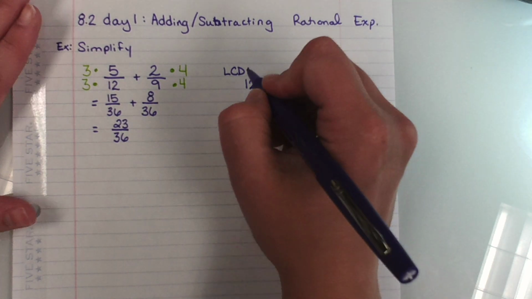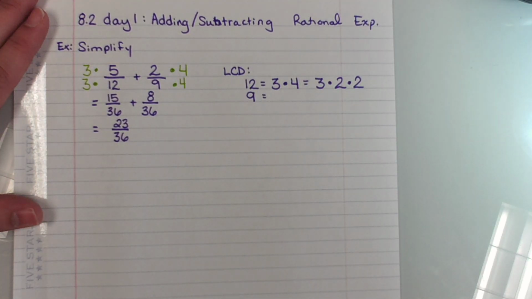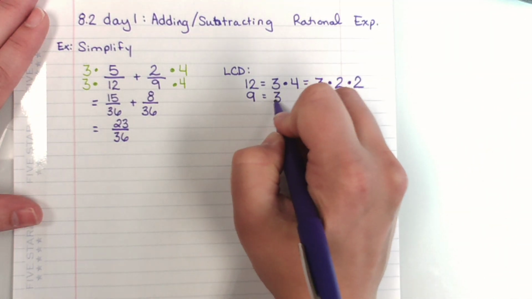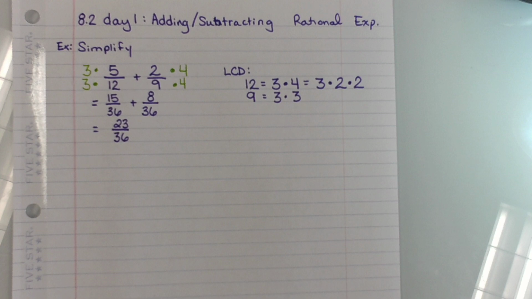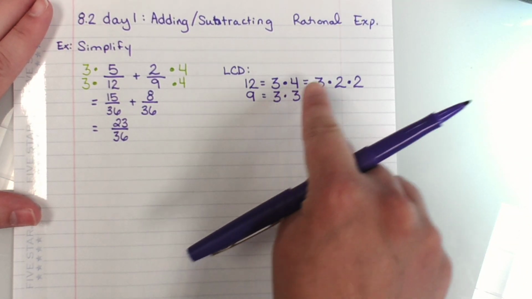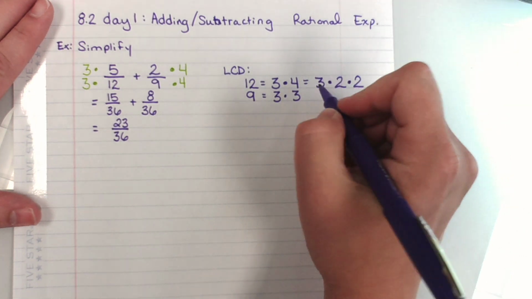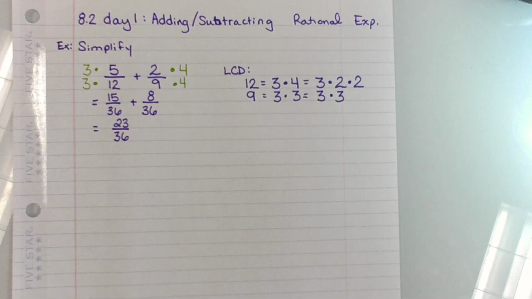Okay, we do the same thing with 9. 3 times 3. Does that one break down any further? No. So then we take these two lists, which I like having them lined up, so I'm just gonna, for no particular reason, do this. We look for what they have in common.